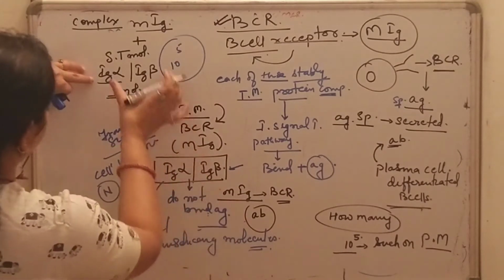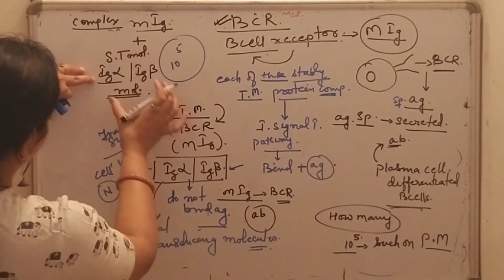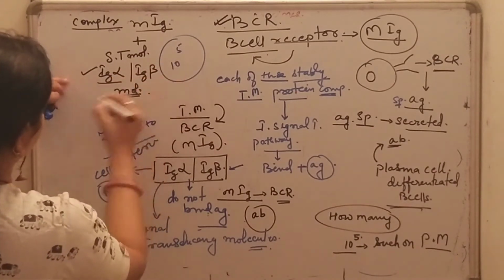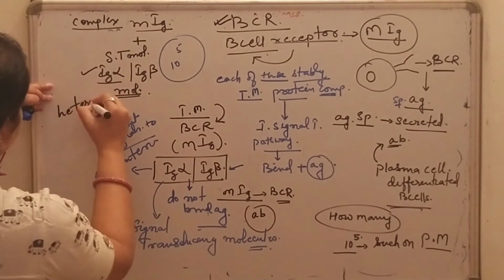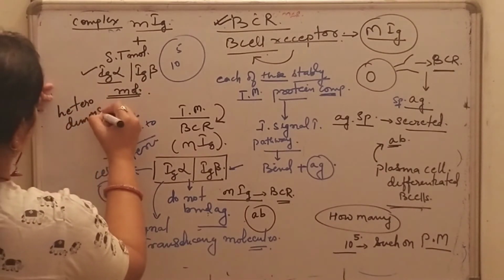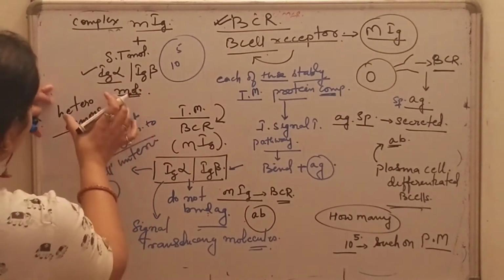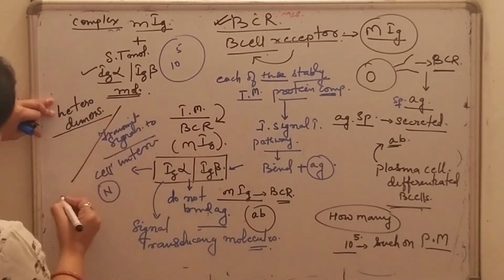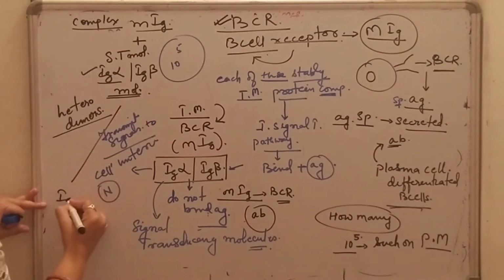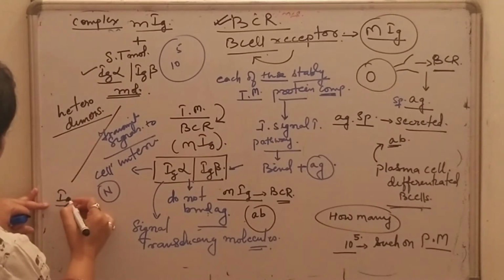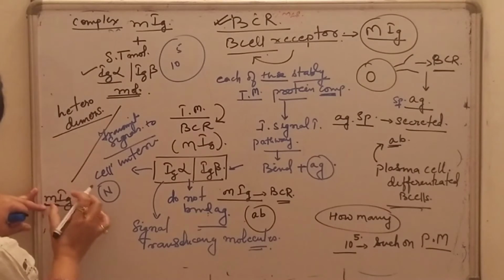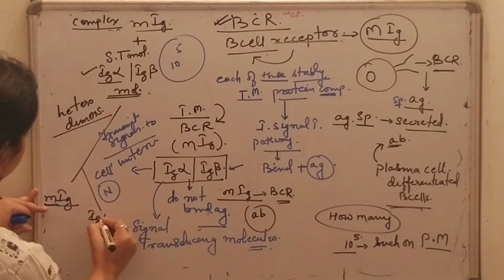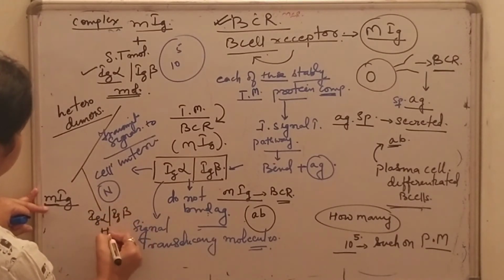Or BCR is composed of membrane immunoglobulin molecule associated with Ig alpha and Ig beta heterodimers. These are heterodimers. In this B cell receptor there are two parts. One is the immunoglobulin molecule, mIg, membrane immunoglobulin, and another is the Ig alpha and Ig beta heterodimer.